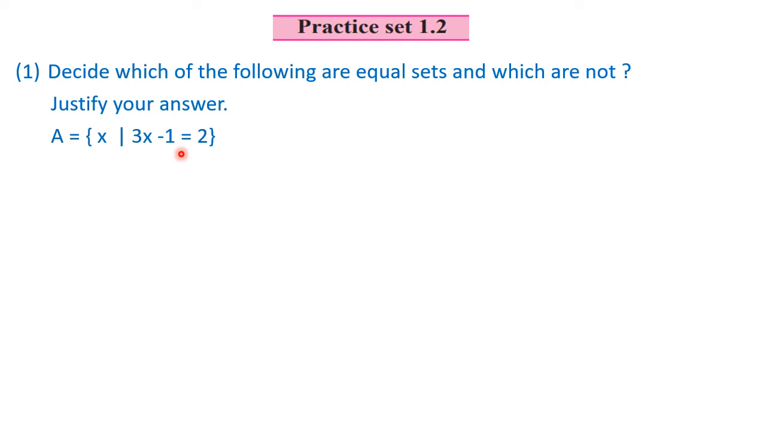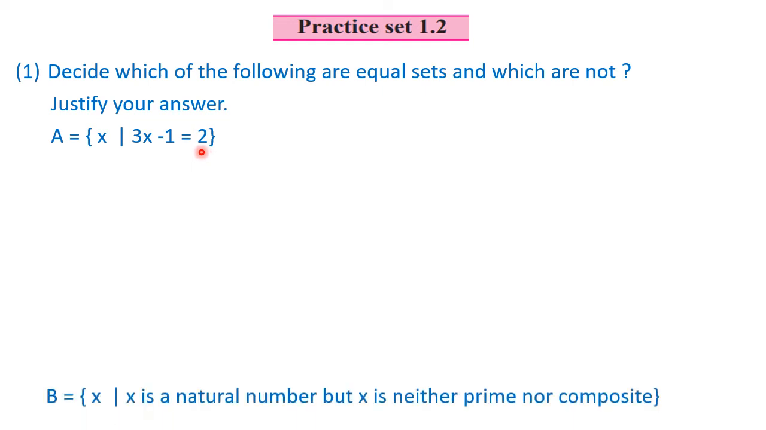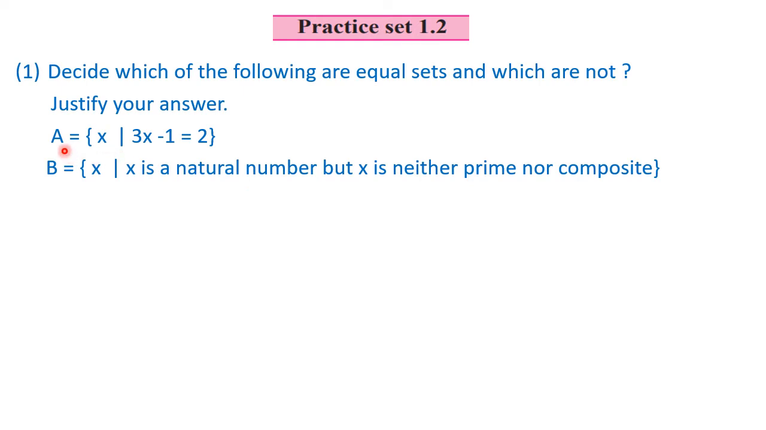So we have to write it in the list method, and for that purpose we need to solve this equation. Okay, so let us solve the equation here. First let us display the whole question. Another set B is given as B is the set of all x such that x is a natural number but x is neither prime nor composite. So to think of a number which is neither prime nor composite, you know that there is only one number, 1, which is neither prime nor composite. Okay, so immediately that should come in your mind.